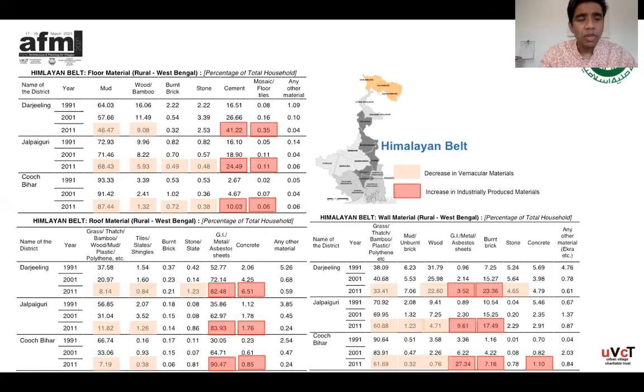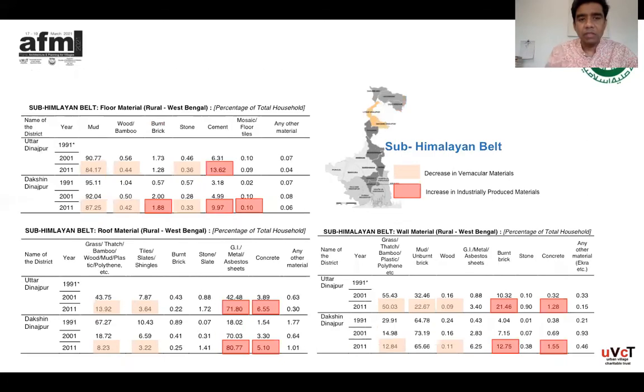The principal roofing material in the 3 districts of the Himalayan belt used by the majority of the households is GI, metal, and asbestos sheets. The next important roofing material found in the region consists of grass, thatch, bamboo, plastic, and polythene sheets. However, the last decade has witnessed a sharp decline in the use of grass, plastic, and polythene sheets. The use of concrete is gradually increasing in the region.